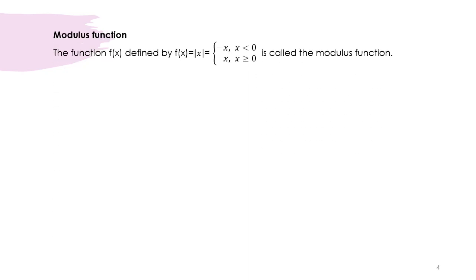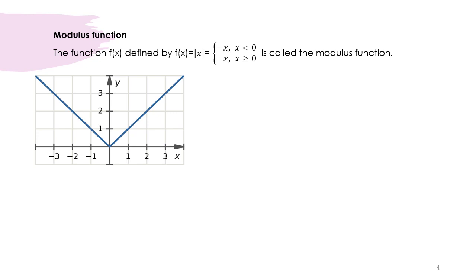Now the next function is the modulus function. It has a greater role to play in studying calculus, specifically continuity, differentiability, and also integration. The modulus function is basically f(x) = |x|, and |x| is defined as minus x when x is less than 0, and x when x is greater than or equal to 0. Another name for the modulus function is the absolute value function.